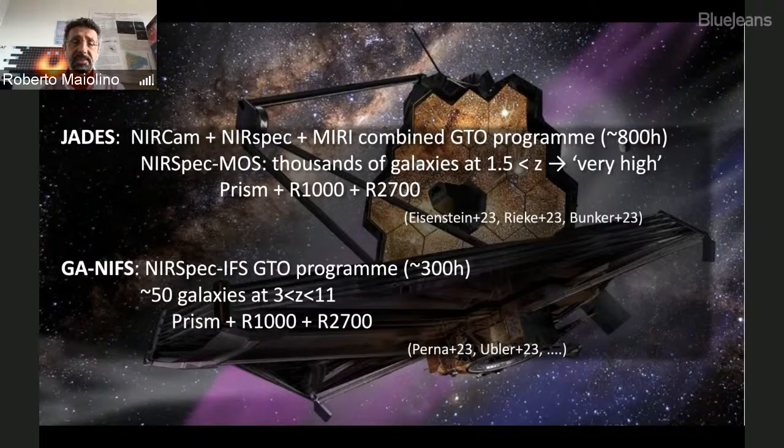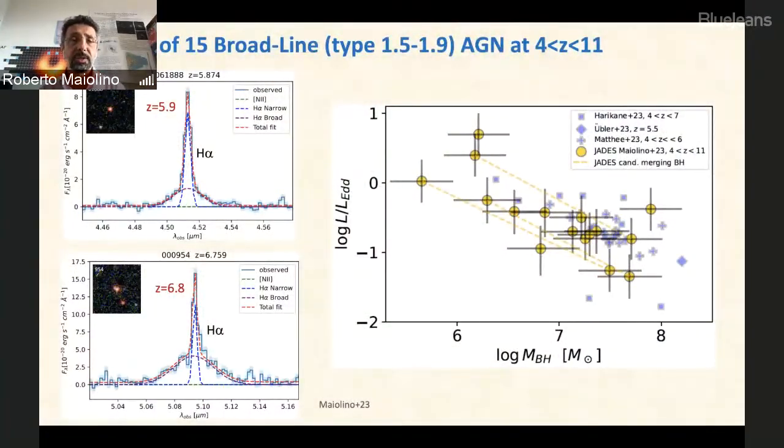The common thing of both programs is that they are going, in many cases, very deep and using a diversity of dispersers, which are particularly useful for the science that I will discuss. So to make a long story short, in the first few years of JWST and also a few observations of GANIFs, we have obtained the detection of about 15 broad-line AGNs. Primarily the detection of the broad component of H-alpha and H-beta, which essentially allows us first to identify these as accreting black holes, and also, through standard virial estimates, to derive their black hole masses. You see the distribution of black hole masses in the right panel.